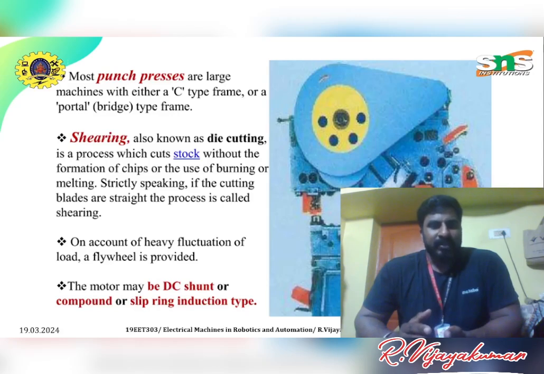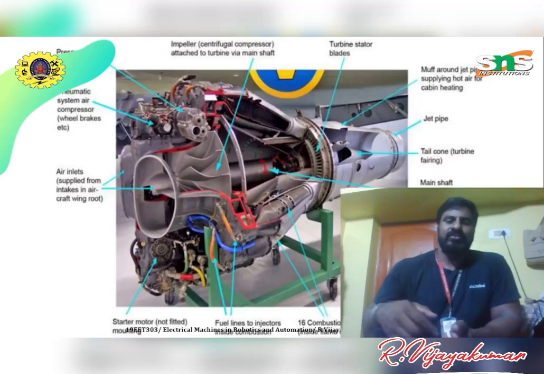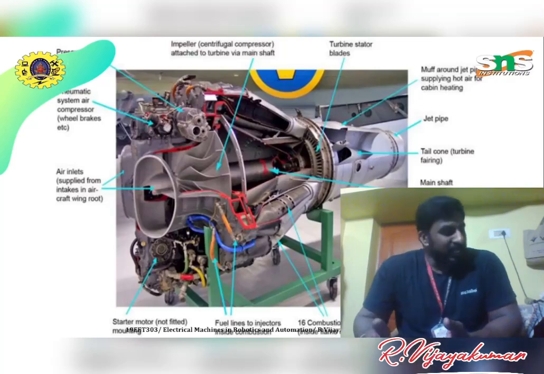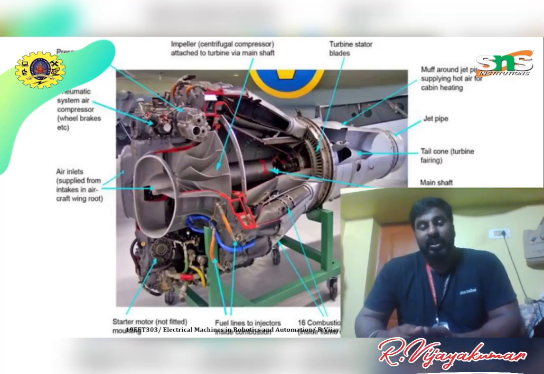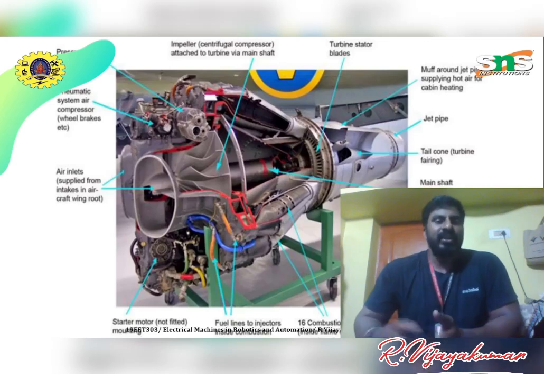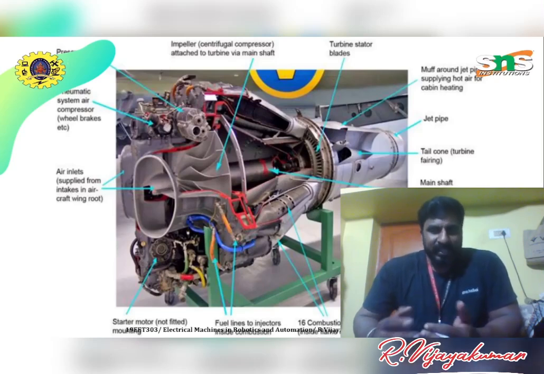The motor may be a DC shunt or compound or slip ring type. These kinds of motors give a mechanical or rotational output. With the help of that rotational output, they are converted into high power, high torque mechanisms with the help of gearing arrangements. So for example, here we are using fuel injector machines.